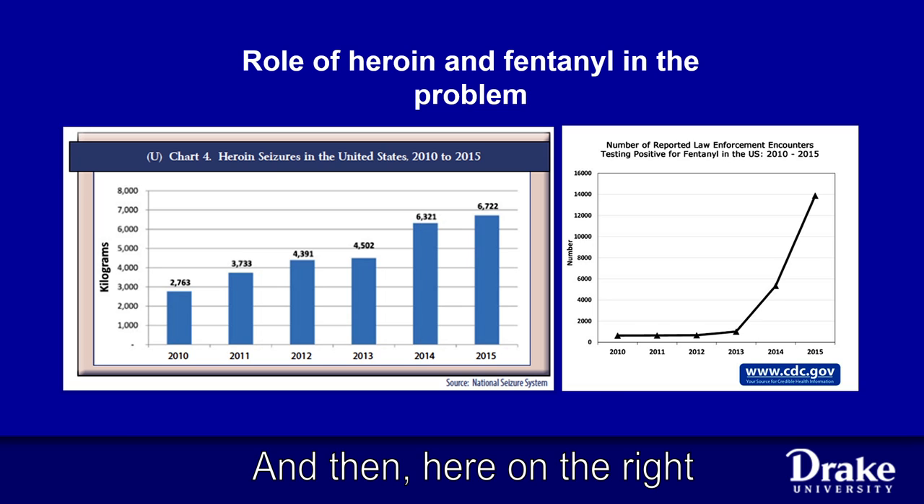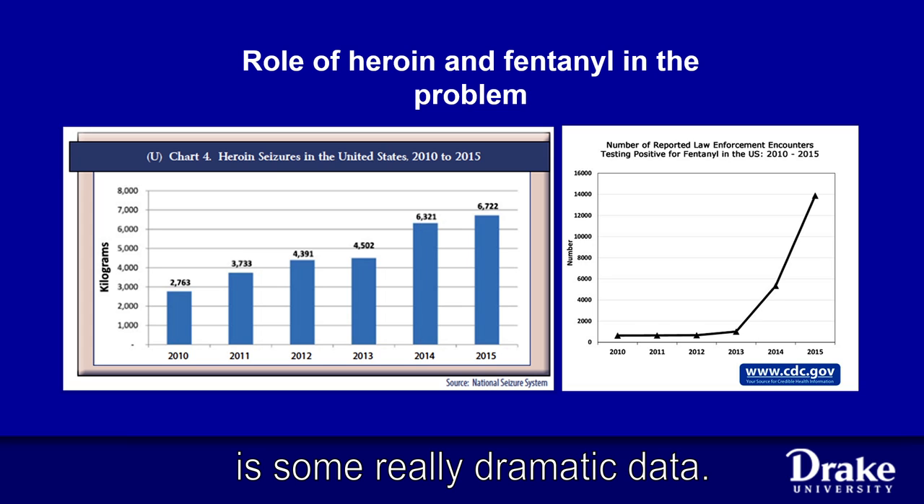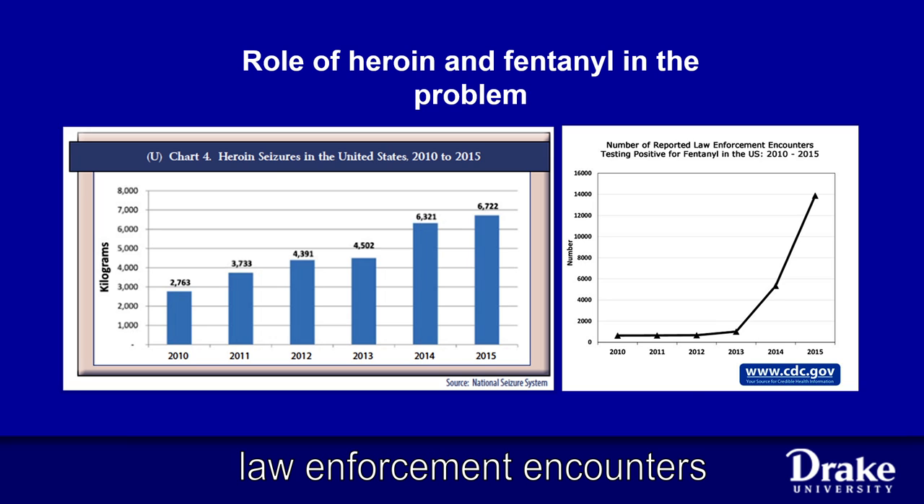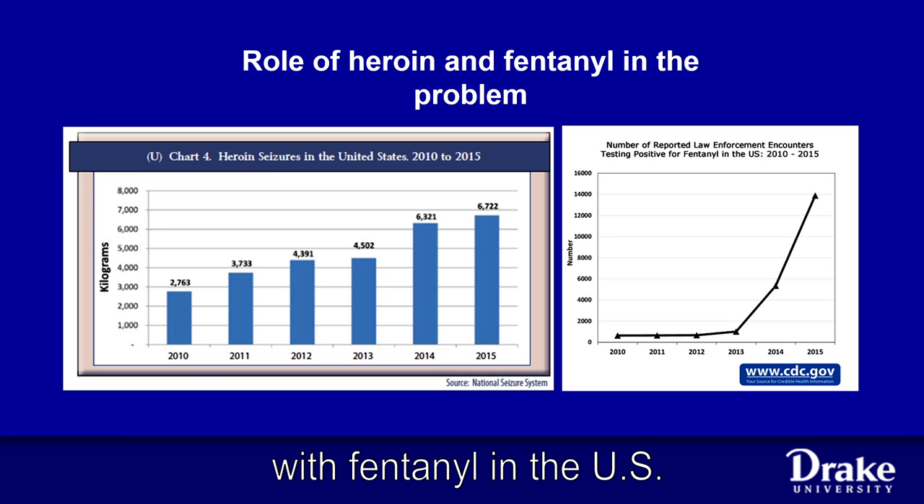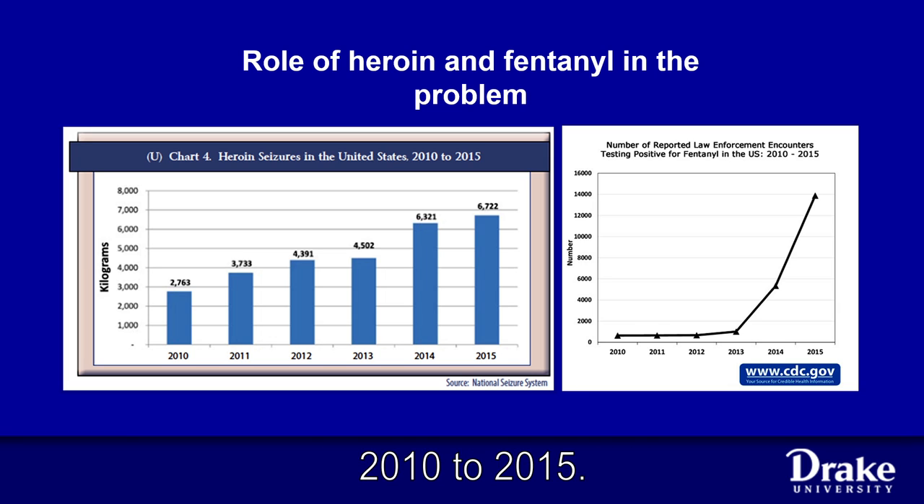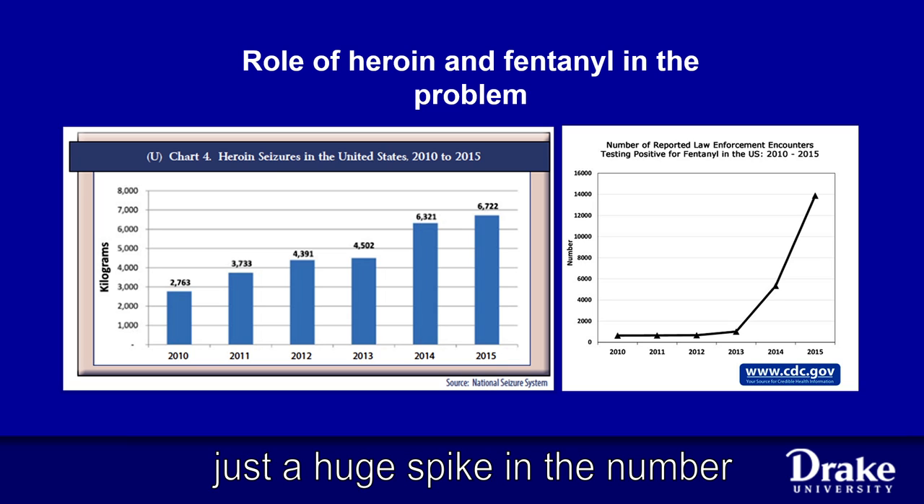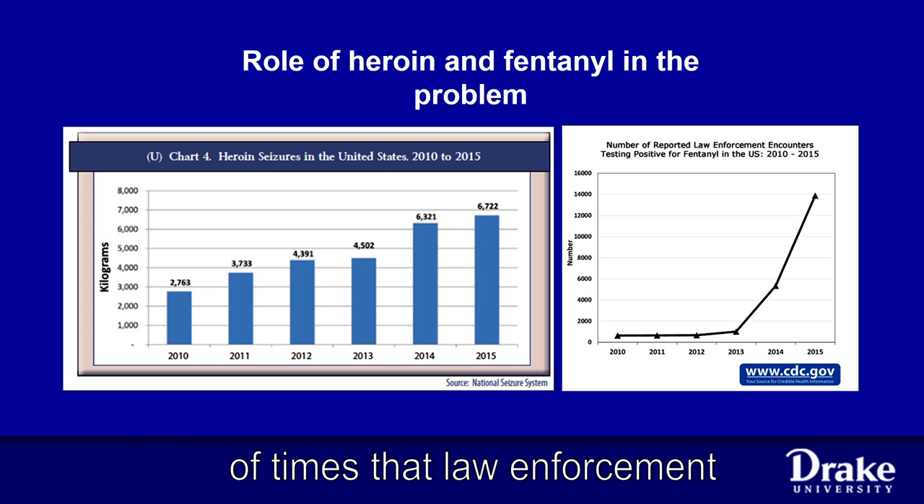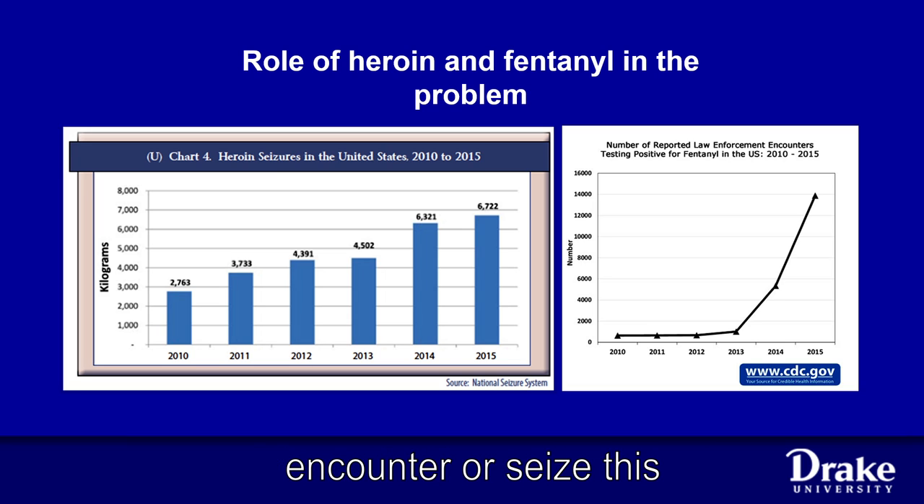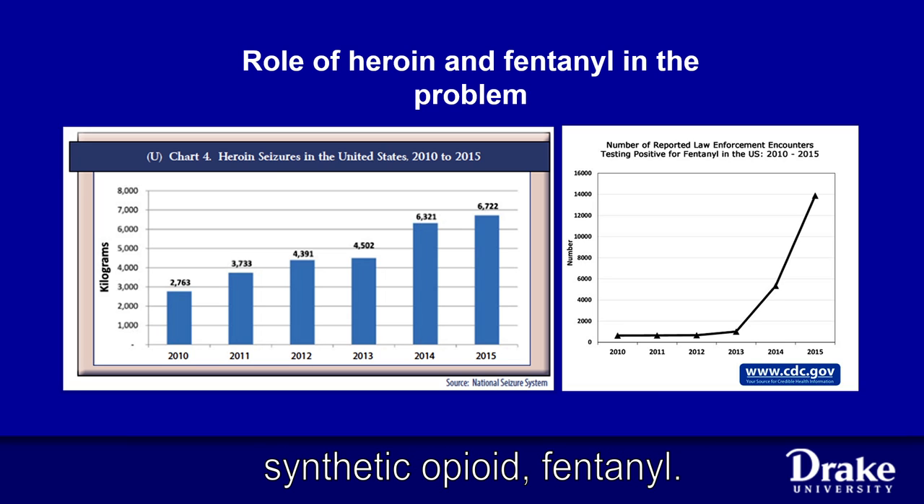And then here on the right are some really dramatic data. This is the number of law enforcement encounters with fentanyl in the U.S., 2010 to 2015. And you can see starting in 2013, just a huge spike in the number of times that law enforcement encounter or seize the synthetic opioid, fentanyl.